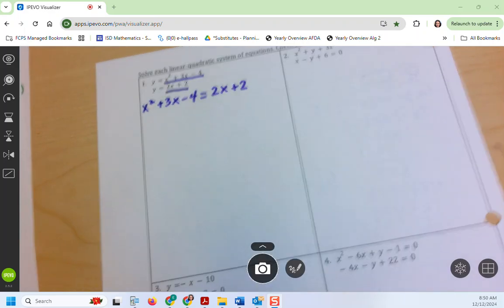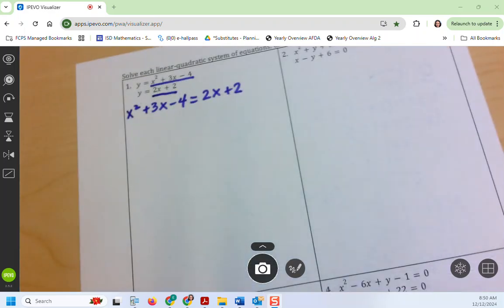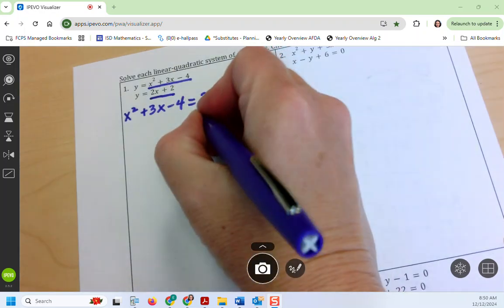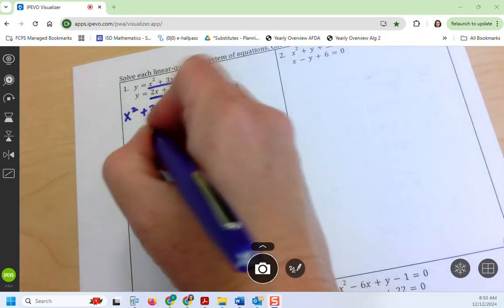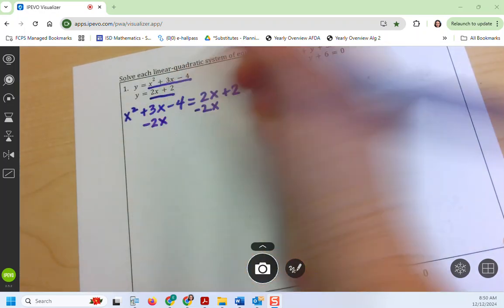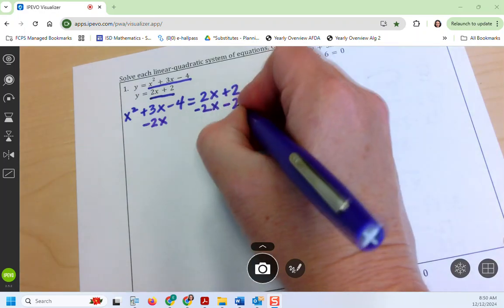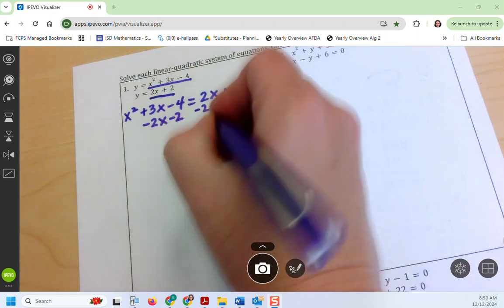Now, we need to make one side 0, and you want to keep your x squared term positive. So whatever side your x squared's on, if it's positive, leave it there, and then move everything else. So I'm going to get rid of this 2x by subtracting it, and then also from its like term. And get rid of the 2 by subtracting it, and also from its like term.